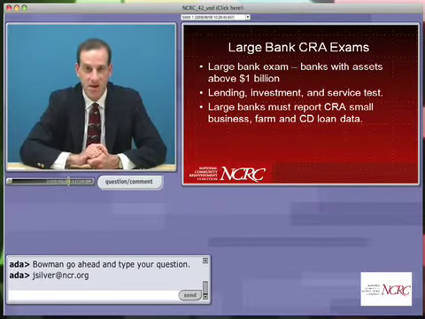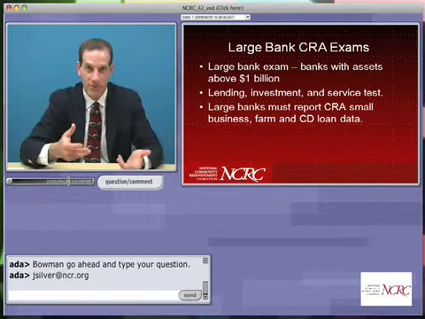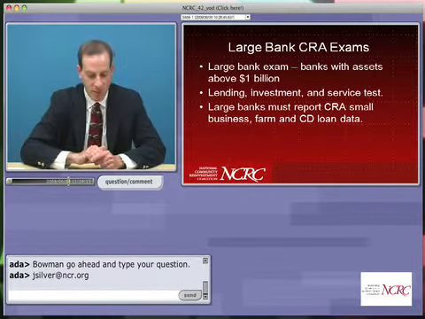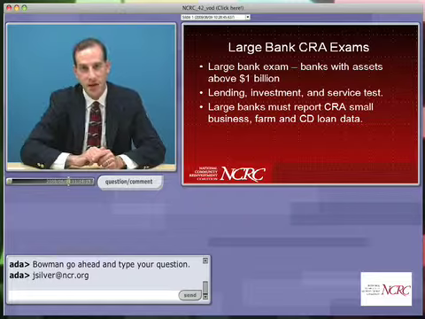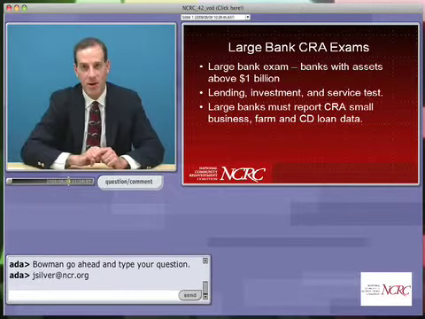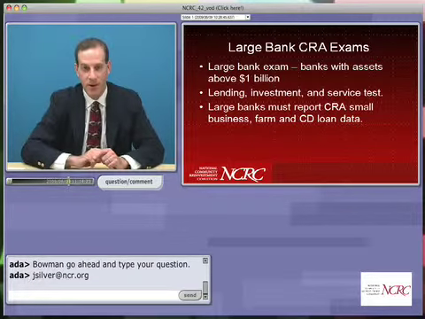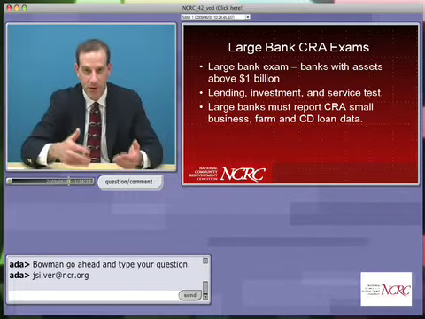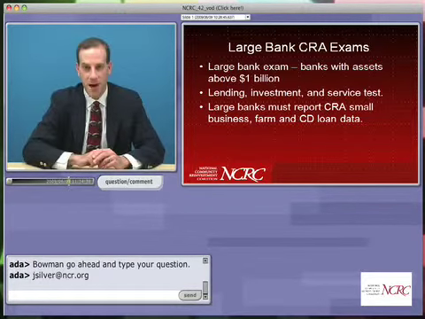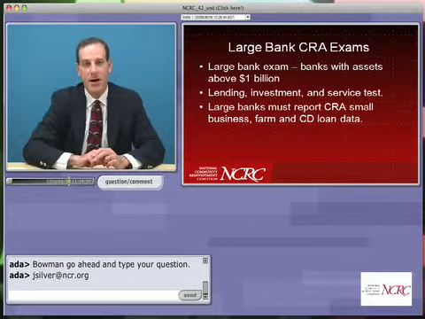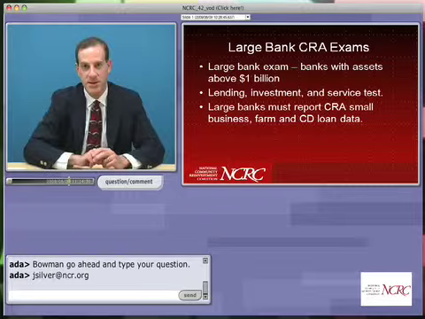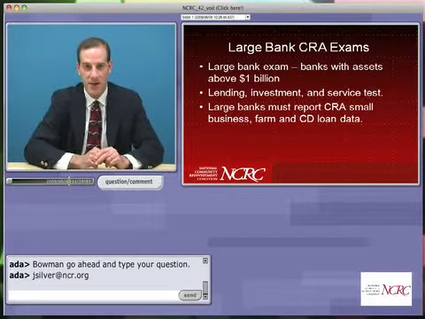Community development loans, we talked about that briefly. That's like a construction loan for an affordable rental development. That would be under the lending test. The investment test, investments in low and moderate income communities. Some of you on the phone may be involved in low-income housing tax credits, which finances affordable rental developments. That would be a part of the bank's investment test. Also, equity investments in small businesses, small business investment corporations. Those types of investments would be on the investment test.